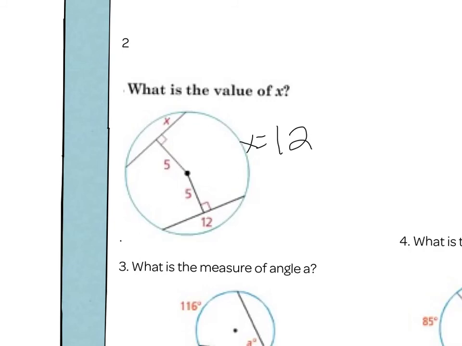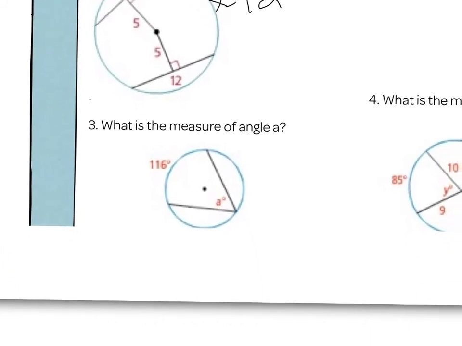Question number 3. What is the measure of angle A? We're looking for angle A. Well, I know very clearly that this angle is going to be half the measure of this arc that's intercepted, which is 116. So I'm going to say 116 divided by 2 would give me, 100 divided by 2 is 50, 16 divided by 2 is 8, so that would give me 58. 58 degrees is the answer.